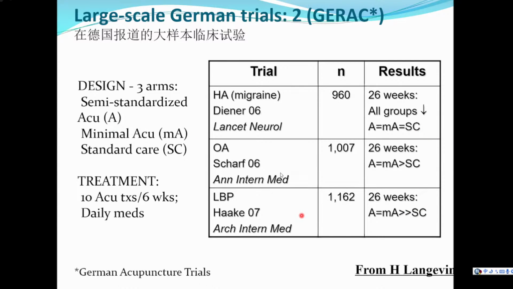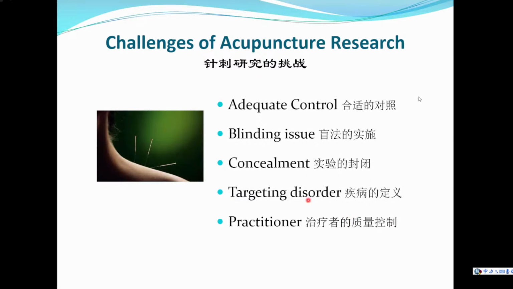So this brings up the issue of how we interpret the data, how we interpret whether acupuncture really works or not. Then we have to look at the challenges of acupuncture research. There are many challenges. One is how to design an adequate control. What is the best control? Because if the control is effective, then you will not see a difference between acupuncture and control. So you want to find an adequate control, which has no effect. The inert control should be inert, like a placebo pill.